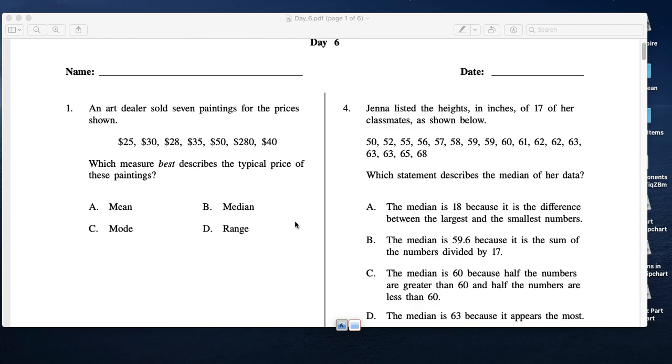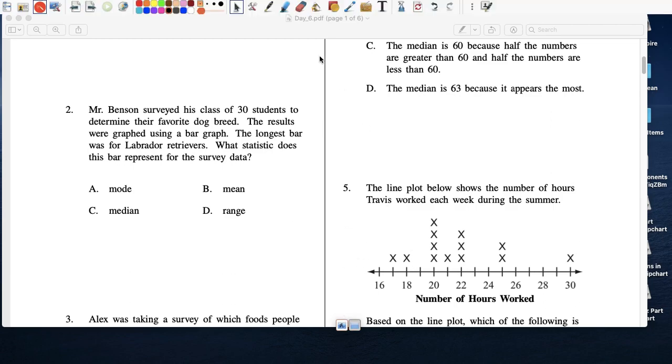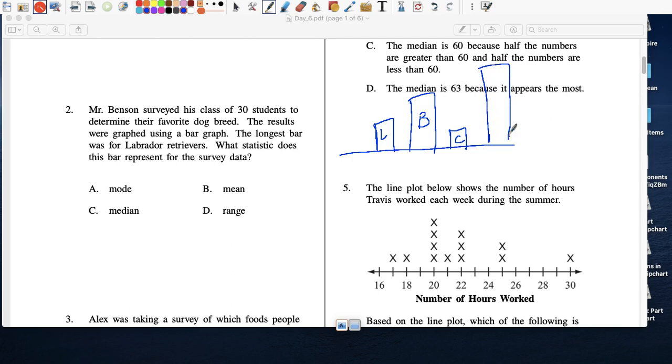So again, you might have a little trouble with this, day 6, number 2. A student surveys his class of 30 students to determine their favorite dog breed. The results were graphed using a bar graph. So imagine you surveyed 30 people in your class, and some of them said Labrador, some said Beagle, some said Chihuahua, some said Husky, etc. What statistic does this bar represent for the survey data?